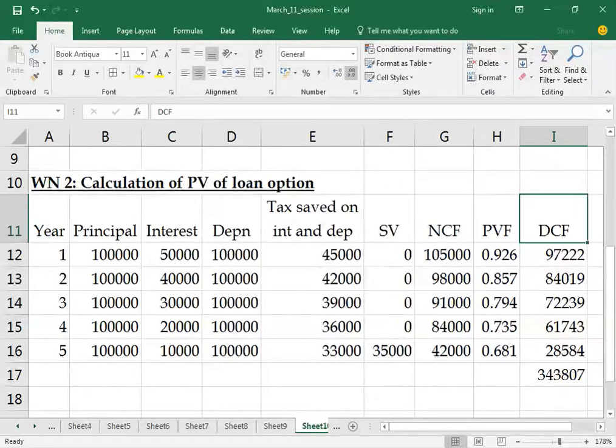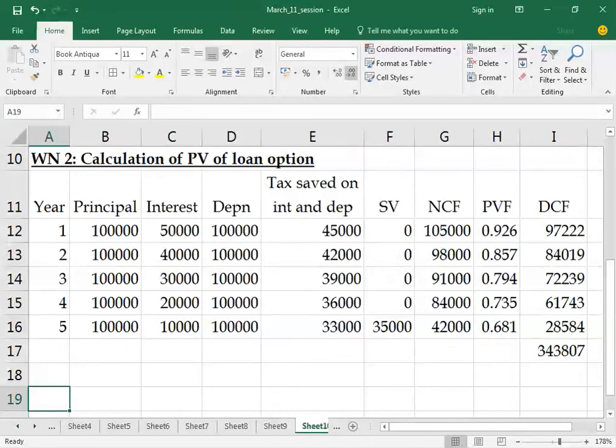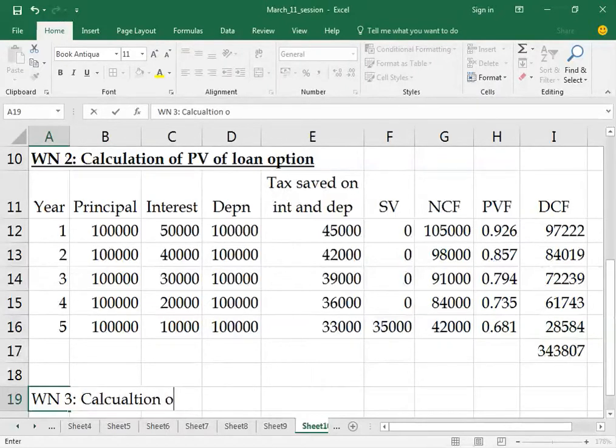Any doubts on the loan option? Now they are asking, tell what lease rental is to be fixed so that lease option and loan option you are indifferent. How do we do this? We did this with indifferent. So your lease rental outflow should also be 343,807. So working note 3, calculation of indifferent lease rental.